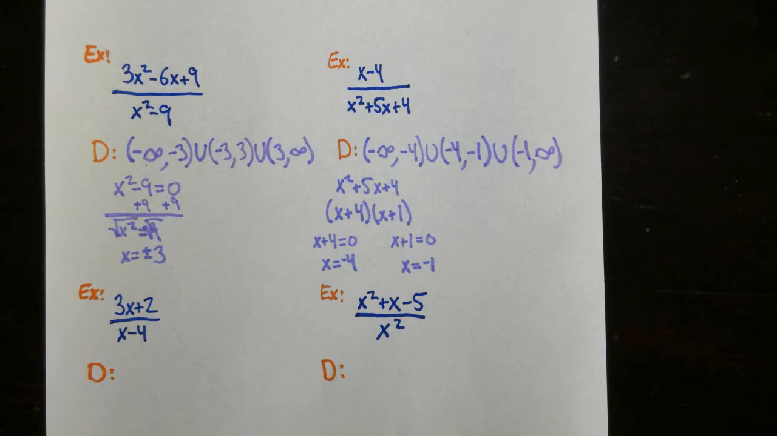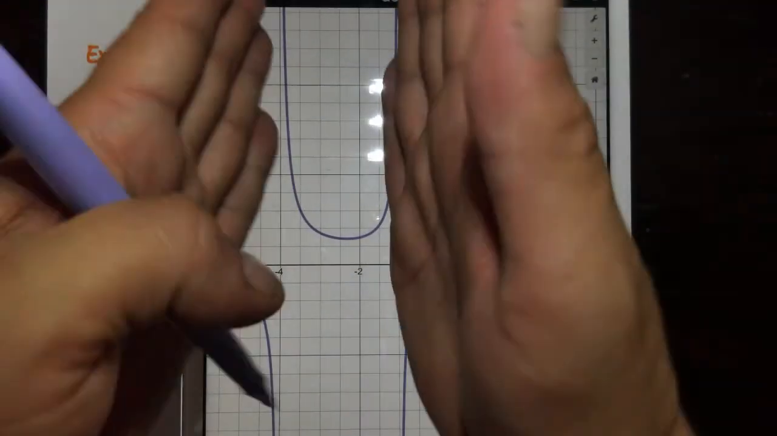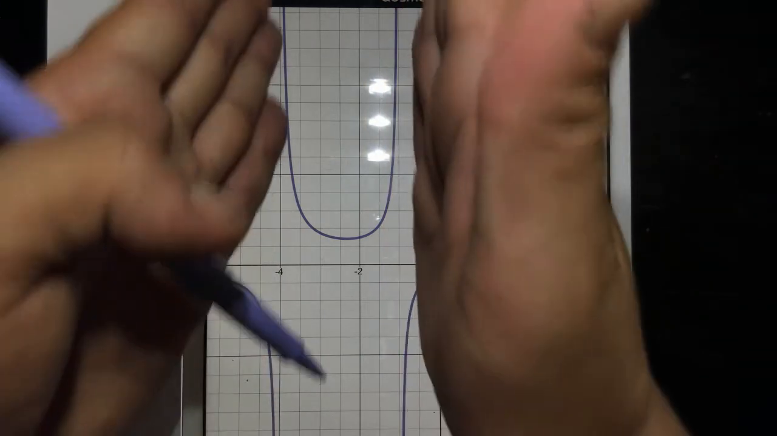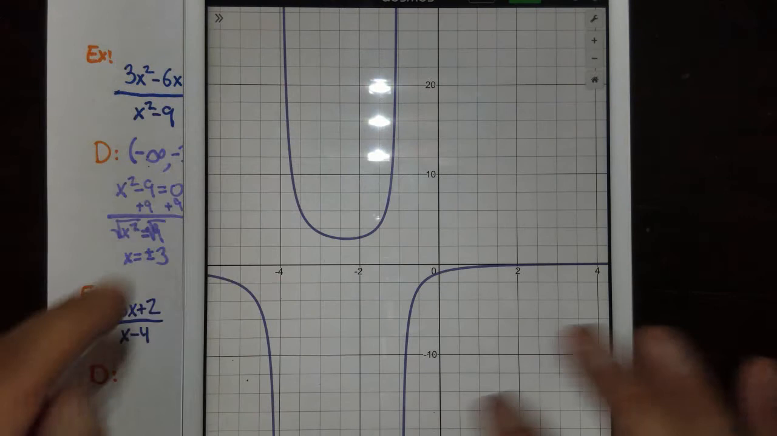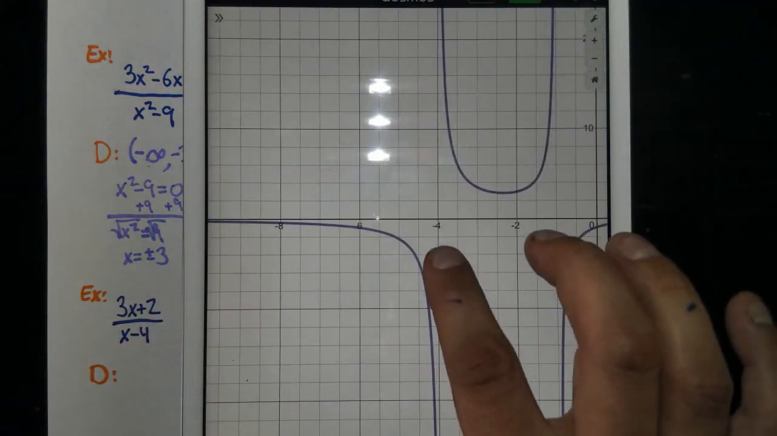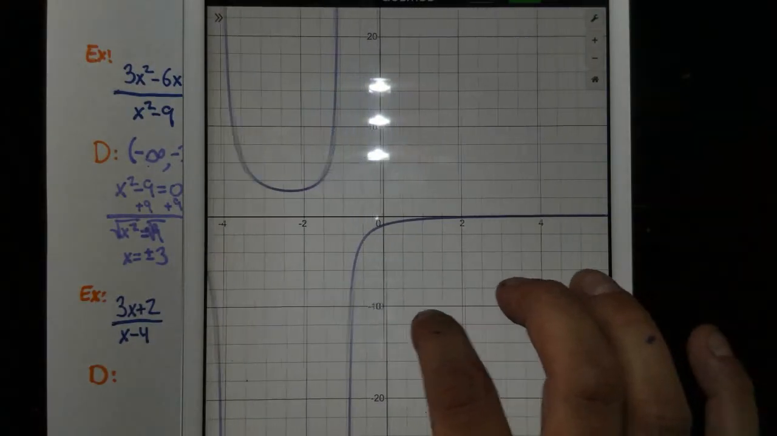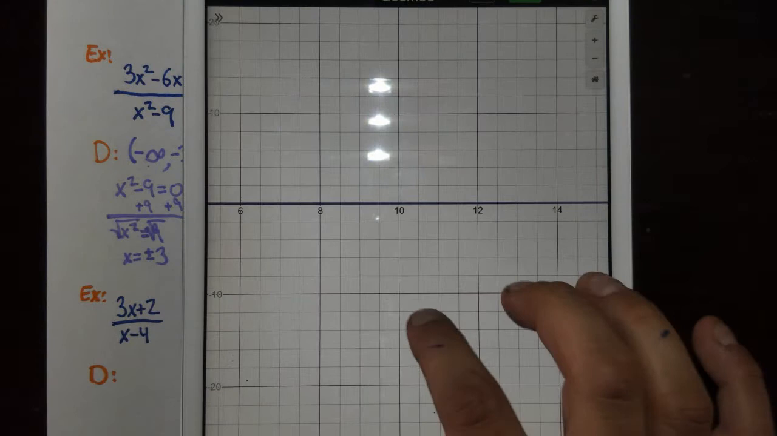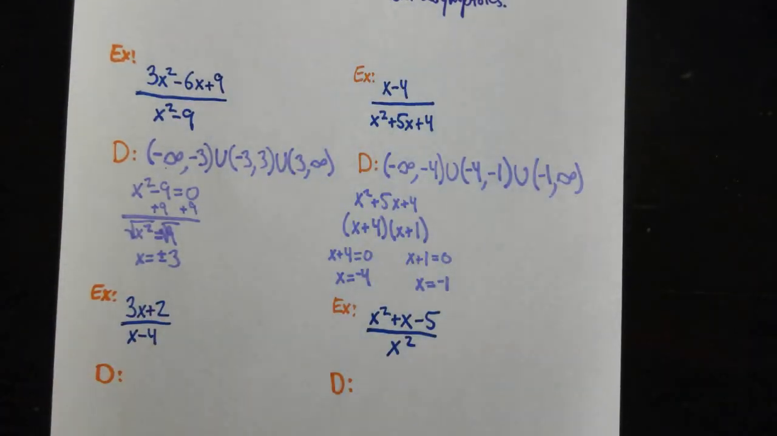And we can verify that by looking at the graph here. It doesn't exist at these two points, but it exists in the middle there. That's from negative 4 to negative 1. And it exists from negative infinity, all the way over there to negative 4. And then this right side exists from negative 1 all the way to positive infinity. So that's some neat stuff.